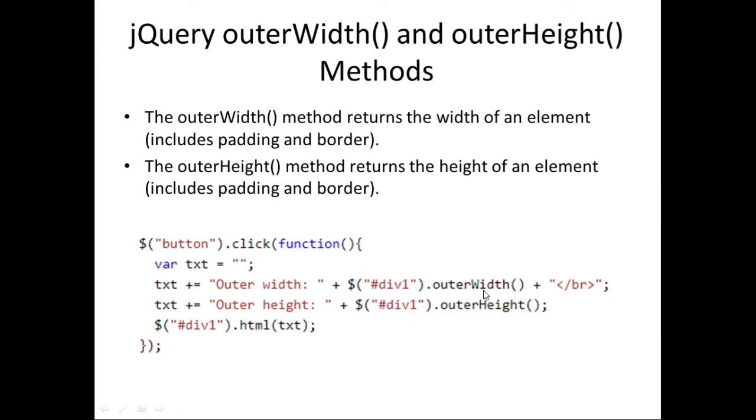The outerWidth and outerHeight methods return the width of an element that includes padding and border. And the outerHeight, the same, returns the height of an element including the padding and the border. So in this example again, similar to the previous one, except that instead of innerWidth or innerHeight, we use outerWidth and outerHeight. Again, the difference between innerWidth and outerWidth is the width of the border, and the height of the border also.